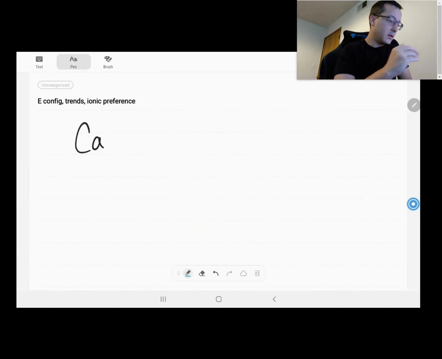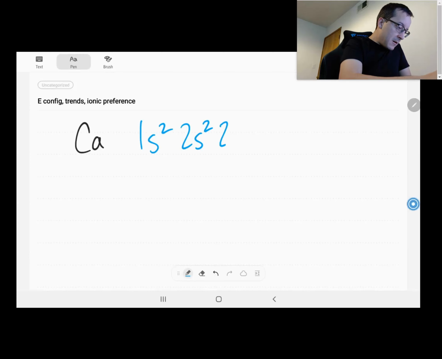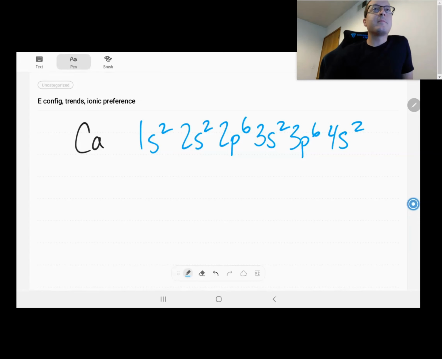Alrighty, so you guys should get for this one the following electron configuration. Hopefully we all got this one. Anybody have a question on this one? Yes, we are, Shalea.